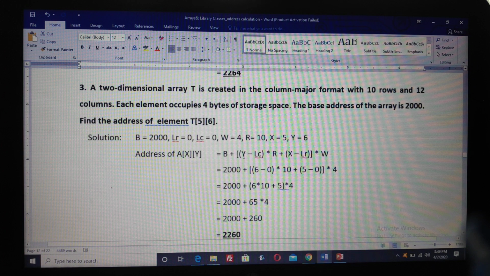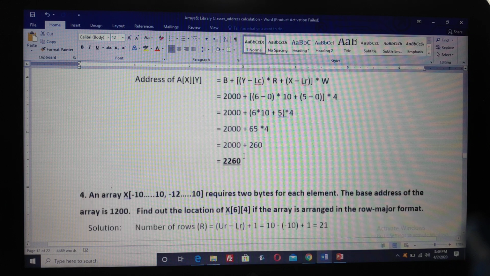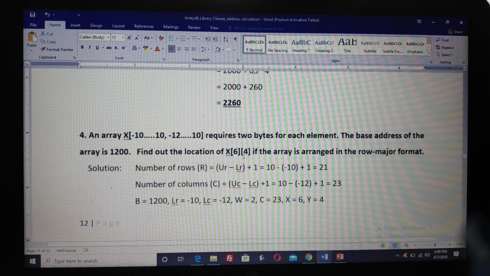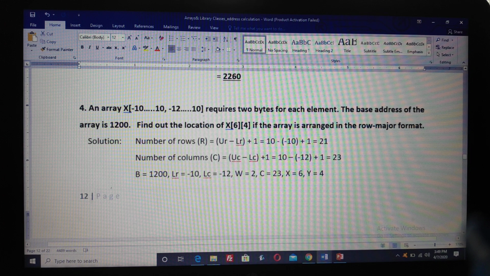Now here I have shown you different types of questions which have been asked in the exam. All types are mentioned over here. I think you can now easily calculate the number of rows and number of columns as applicable. For example, in this question, an array X minus 10 to 10, minus 12 to 10. So here the lower bound and upper bound of both row and column are mentioned. The base address of the array is 1200. Find the location of X 6, 4 if the array is arranged in row measure format.